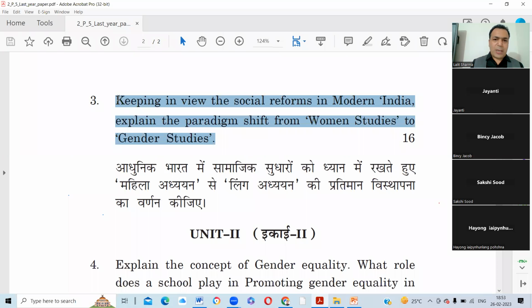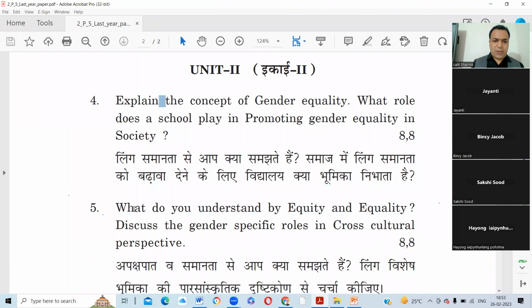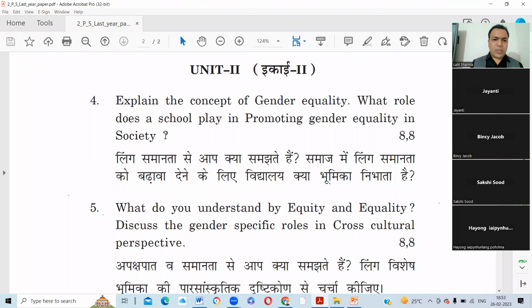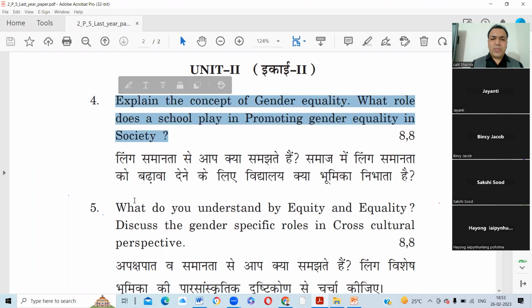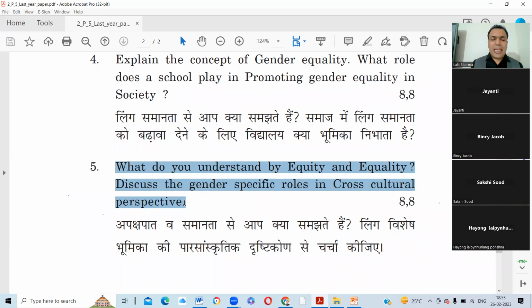The third is left, I will give you its notes later. Okay, so the fourth question and the fifth question, okay, after that it is finished, right? So the fourth question is: explain the concept of gender equality. What roles does a school play in promoting gender equality in society? Okay, and fifth is: what do you understand by equity and equality? Discuss the gender specific roles in cross cultural perspective, right guys?